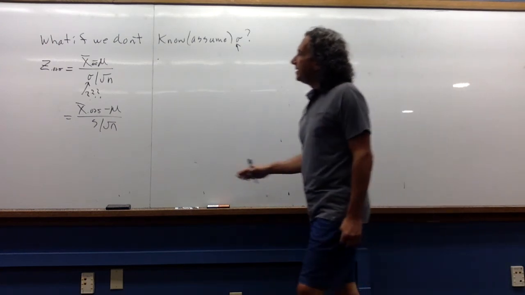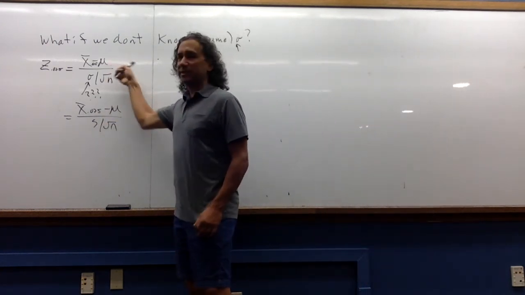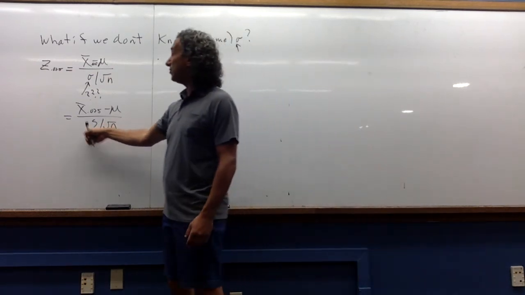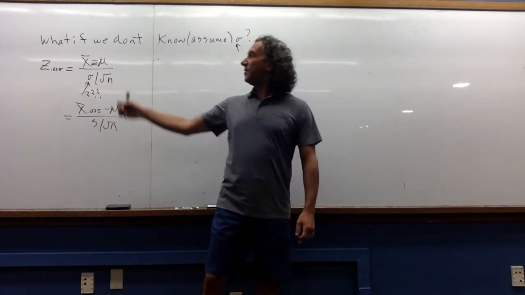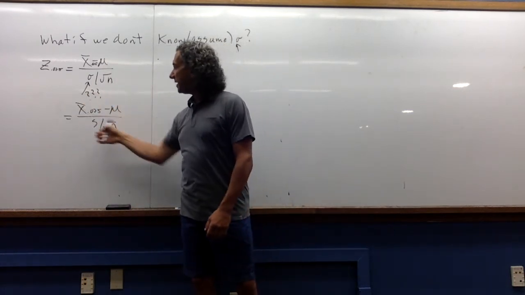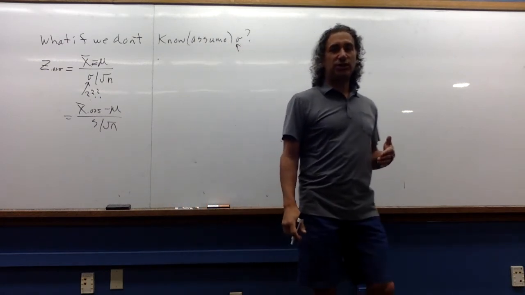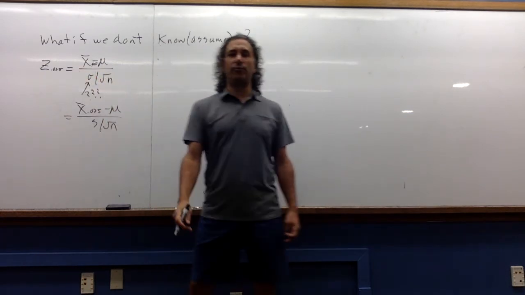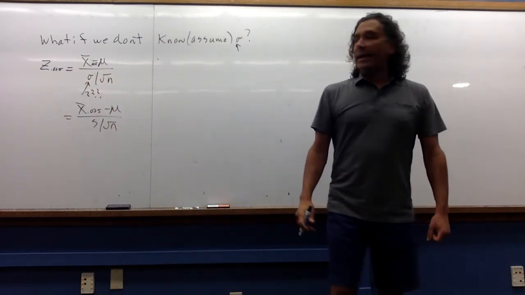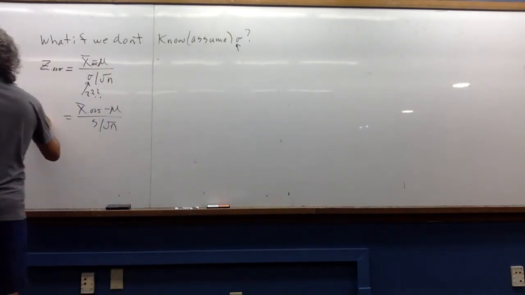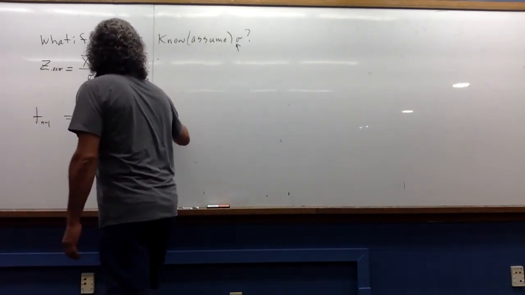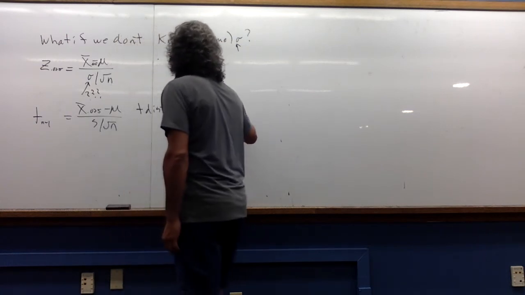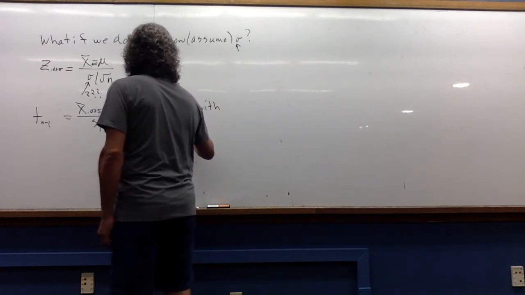Well, this expression looks very much like this expression. And in fact, as n gets larger and larger, s is going to get closer and closer to sigma. And we know that this guy's standard normal. So this picture should look normal-ish. And as n gets larger and larger, these guys should get closer and closer to a standard normal. Each of these is called a t distribution with n minus 1 degrees of freedom.